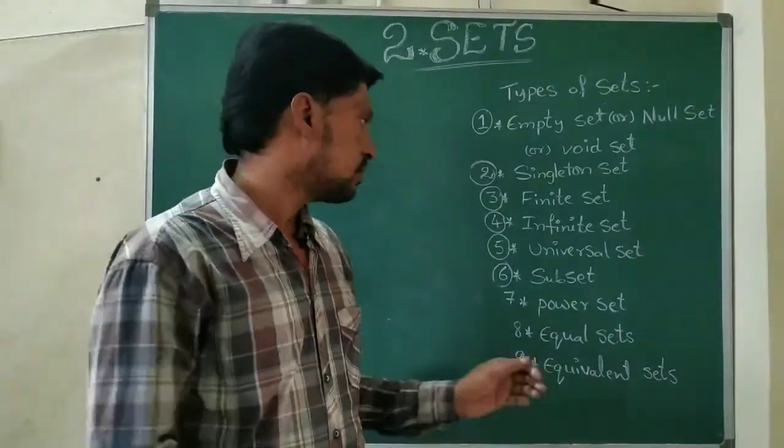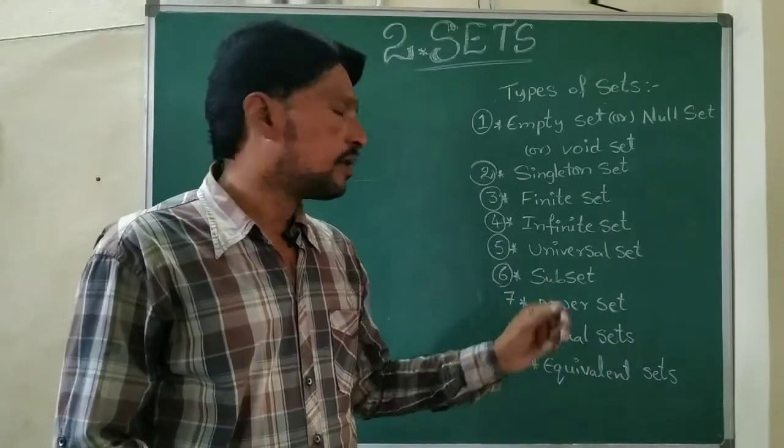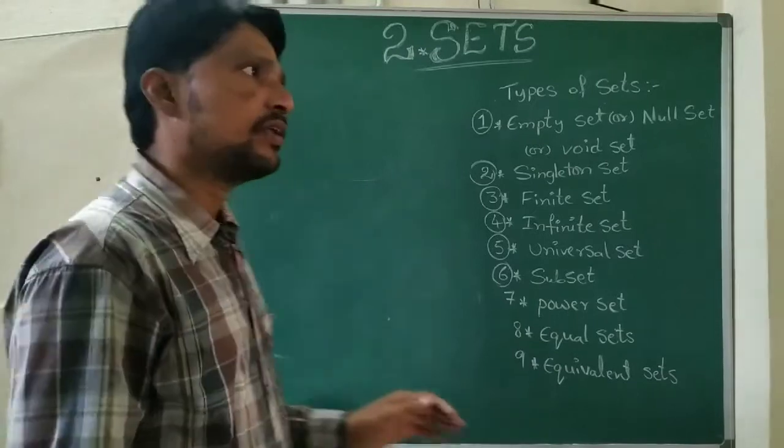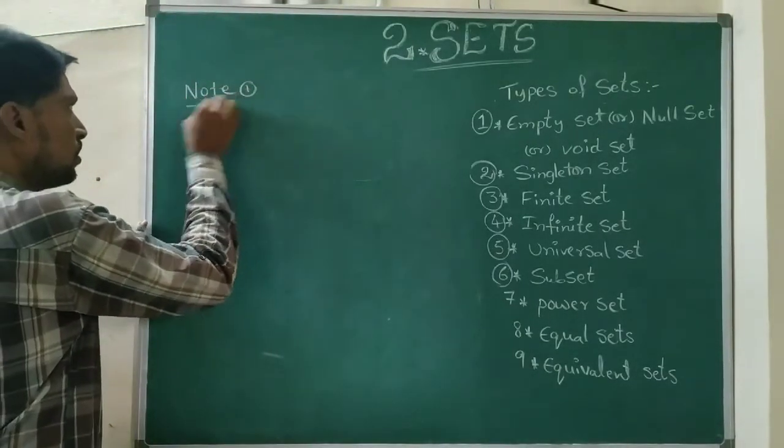Next one. For subset, some important points are there. Those important points, note 1. What is note 1?